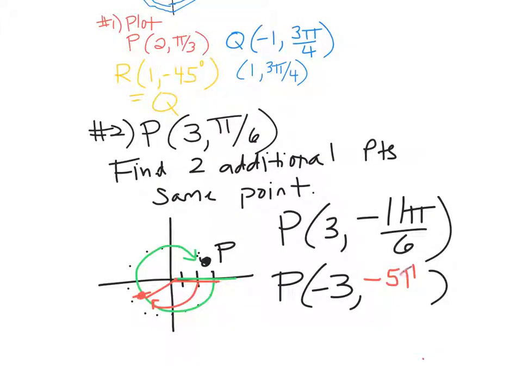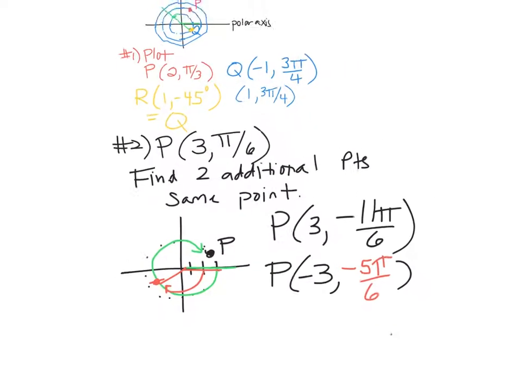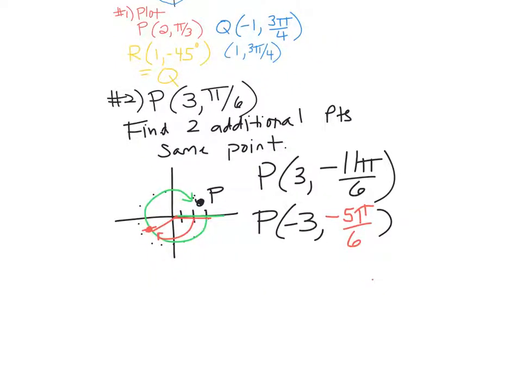Was anyone thinking a different one? 7 pi over 6. 7 pi over 6 would also work, too. That would go in the positive direction there. Yeah, so there's a lot of different answers. 7 pi over 6 starts here, and it goes all the way around over to there.